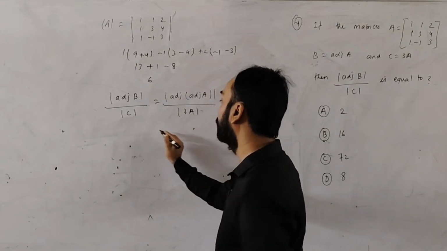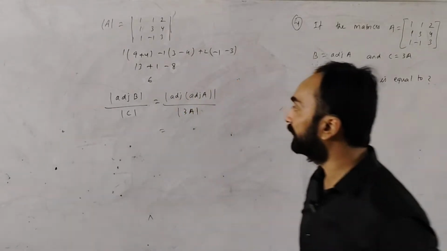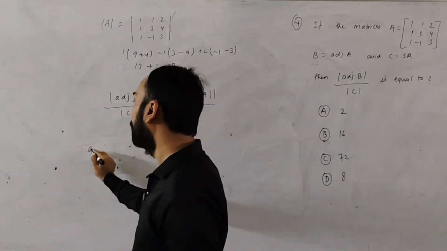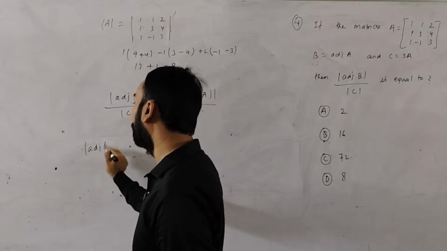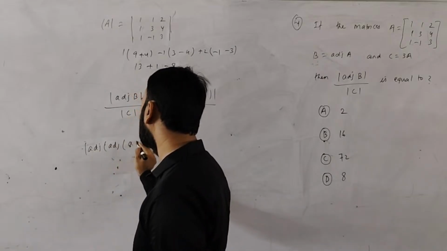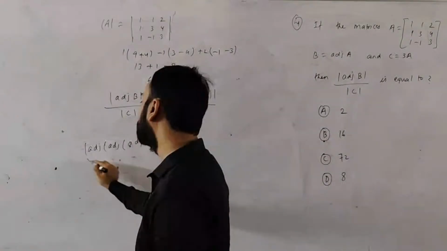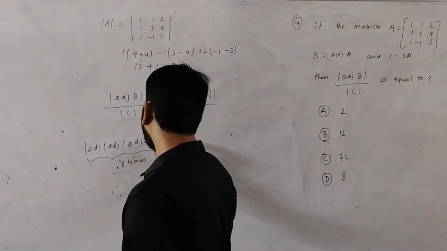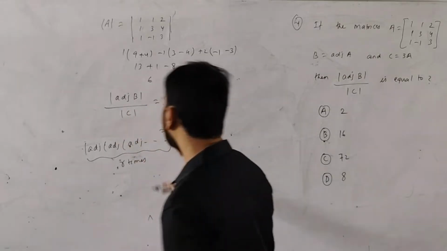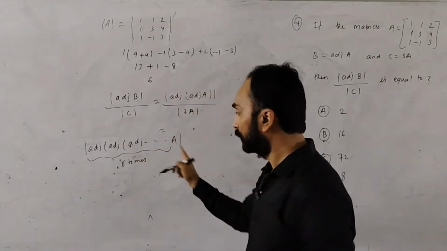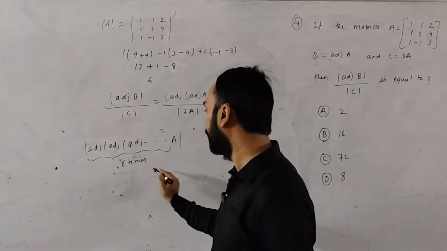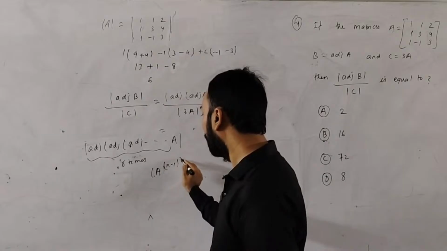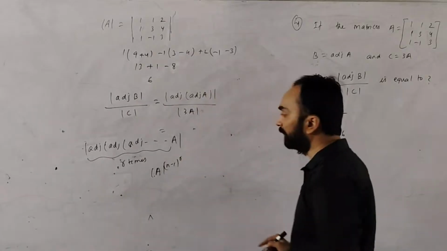Now we'll apply some properties of it. So we know adjoint of adjoint is what? I hope everybody knows this property: if we have to find the det of adjoint, repeated so many times, let's suppose R times, and then we have to find the det of this adjoint, in that case we can write it as det of A to the power (n minus 1) to the power R.